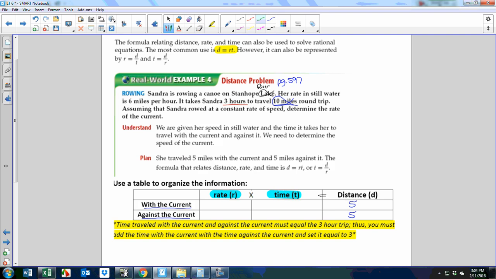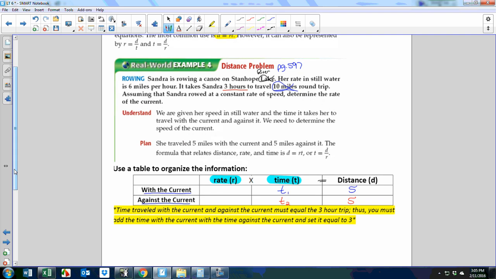So all we can do is say, I'm going to change this 5 back to red. All we can say is that with the current will be some time, against the current will be some time, but we know that they add up to make 3 total hours. So I call this the glue statement. This is actually what time 1 plus time 2, this is what's going to bring all this information together and allow us to solve for the missing rate of the current. The time 1 plus the time 2 must add up to 3 hours. So again, that statement eventually is what's going to create an equation for us to solve.